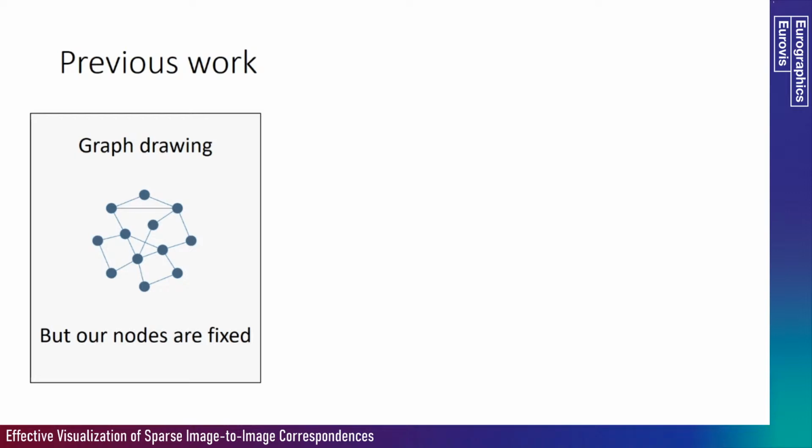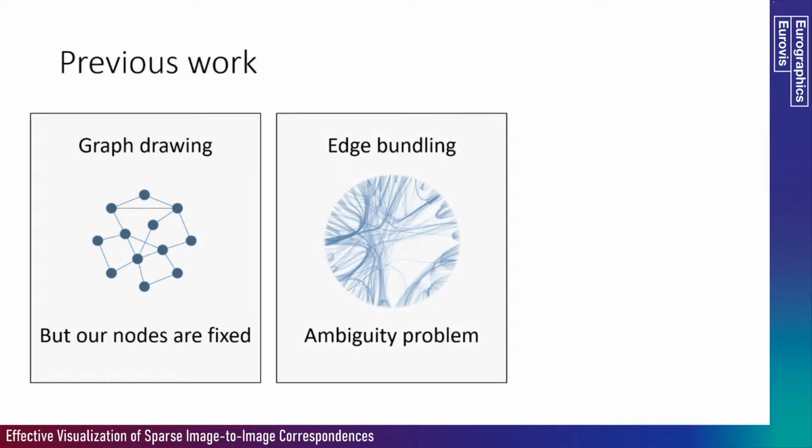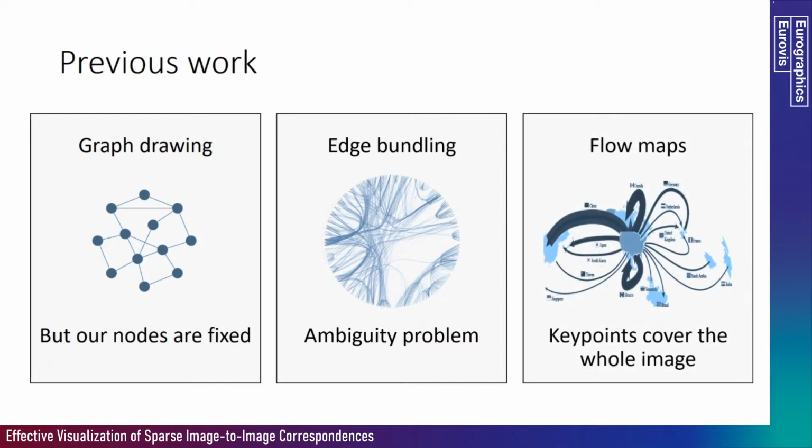However, most graph layout methods are concerned with the placement of graph nodes, which in our case are fixed. Edge bundling methods merge geometrically close edges to reduce clutter, but bundles could result in ambiguity unless only edges with both a common origin and a common destination are bundled. And finally, origin-destination flow maps address a similar problem, but in our case, origin and destination locations are densely spread across the image and the flow is constant.